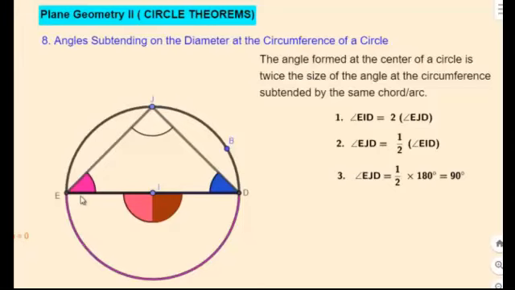That angle EJD is equal to half of 180 degrees, because the angle formed here is on the straight line ED, and that is 180 degrees. When we take half of it, we get 90. So this angle you see here, EJD, the angle at the circumference, is 90 degrees. Let me take it back.